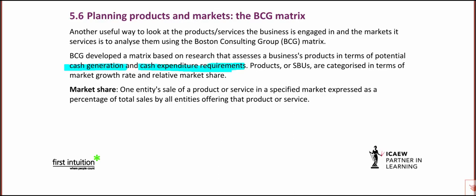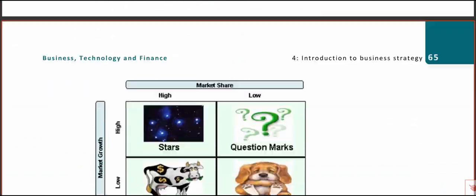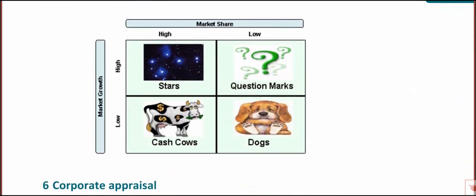So obviously some products are in a position where they're generating lots of cash for me, which is great, and other products are in a position where I have to spend lots of cash to try and make them into a product that generates lots of cash for me. So in terms of the exam, absolutely you're going to need to know the combinations of these.